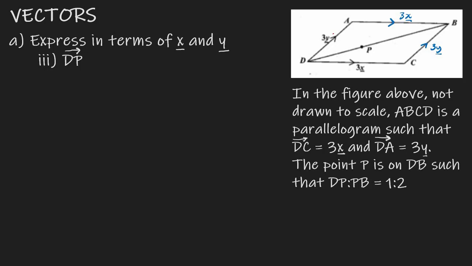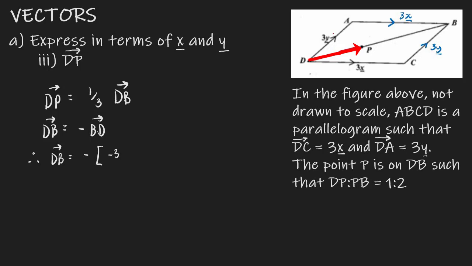In part 3 of A, we would like to express in terms of x and y the vector DP. Recall that the vector DP is equal to 1/3 the vector DB. In the previous example, we found the vector BD. Well, we know vector DB is equal to the negative of vector BD. Therefore, the vector DB is equal to the negative of negative 3 times x plus y.